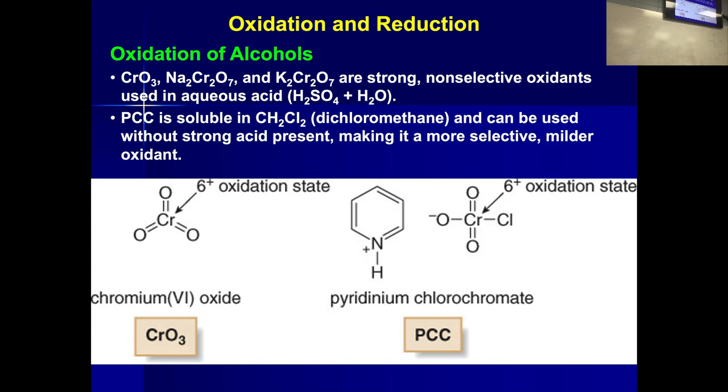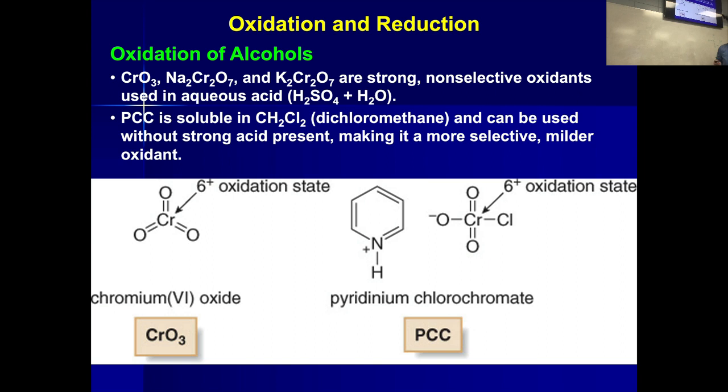Okay, so again, if Rose was coming to my lab and wanted to oxidize an alcohol, I'd say, go get the bottle of Jones reagent. I wouldn't say, go get the bottle of chromium trioxide, sulfuric acid, and water. I'd say, go get the bottle of Jones reagent. And that works really well.